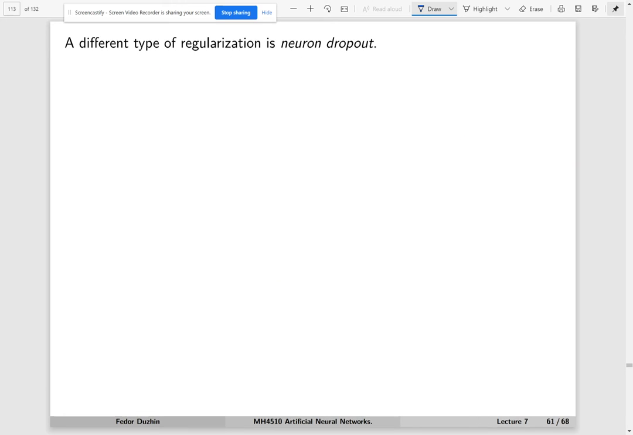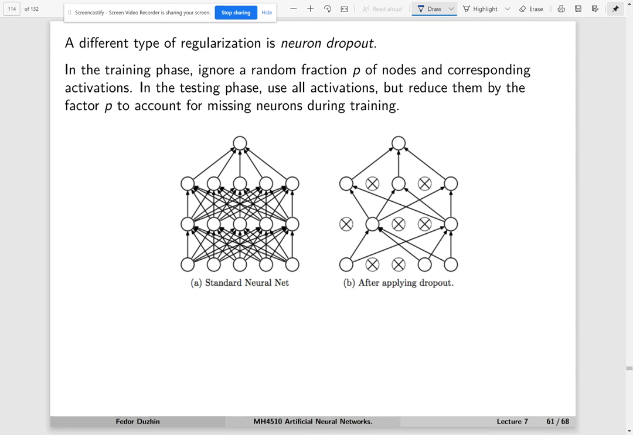And a completely different type of regularization for artificial neural networks is something that does not have an analogy for other types of models. It's just for networks. It is called neuron dropout. The idea is that in the training phase, we are going to ignore a random fraction of nodes and corresponding activation functions, right? So they're going to be dead when we are training our neural network. But in the testing phase, we are going to use all the activations, but we are going to reduce them by the factor of p to account for the missing neurons.